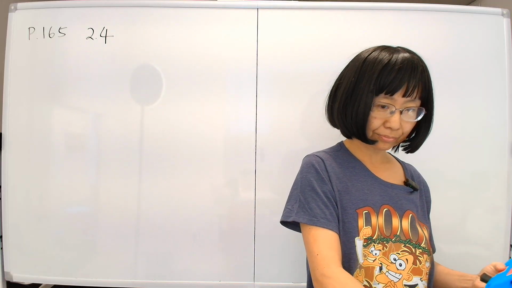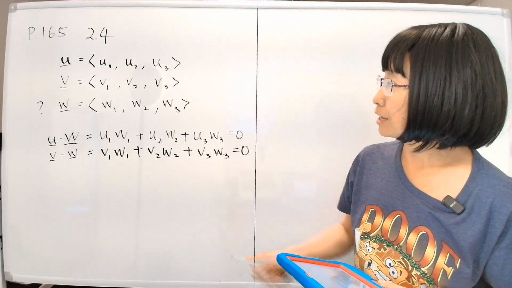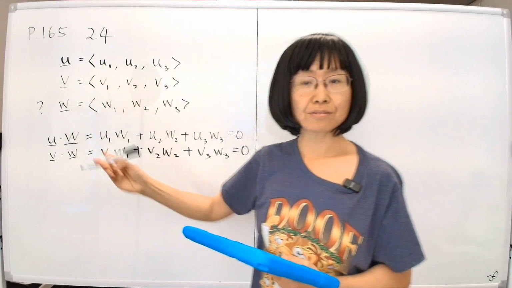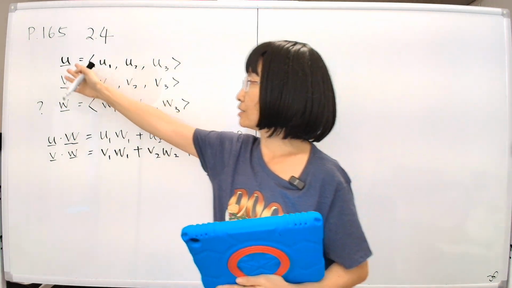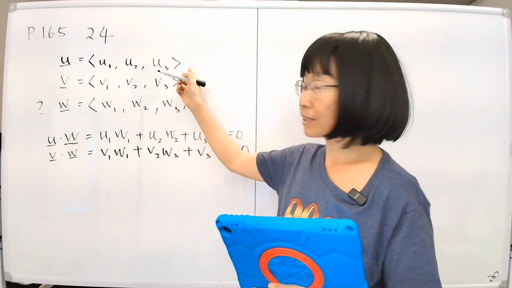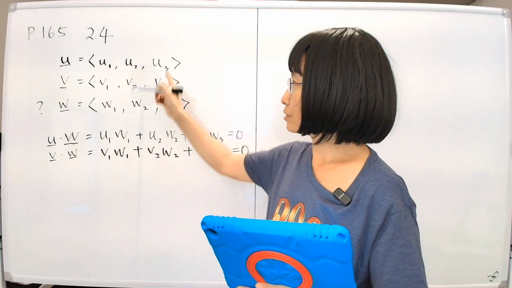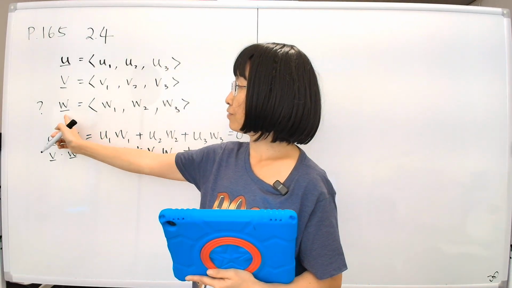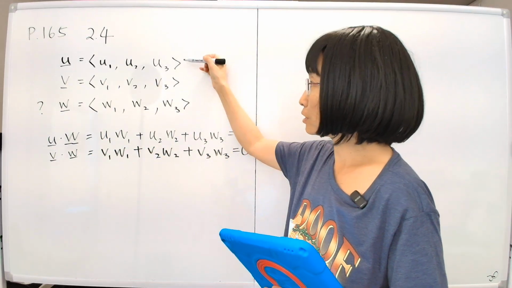So I wrote out our situation. We have u and v, those vectors are given. I wrote the underline here to indicate the boldface type in the book, so the underlined ones are vectors. We're given two vectors, and we need to find the third vector, w. These two are known, but this one is unknown. We need to find the vector w such that it is perpendicular to both u and v.